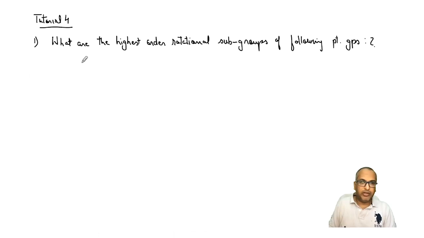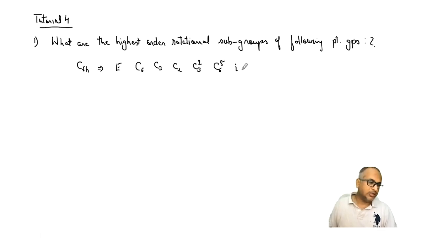So let's say we have C6h. Now we should know how to find out what are the symmetry elements or symmetry operations present. Let me just list them down for C6h. I have written it here with me. You have E, C6, C3, C2, C3 square, C6 5. Each of these is a different class. Then we have S3, S3 5, S6, S6 5, sigma h. So these are the set of elements.